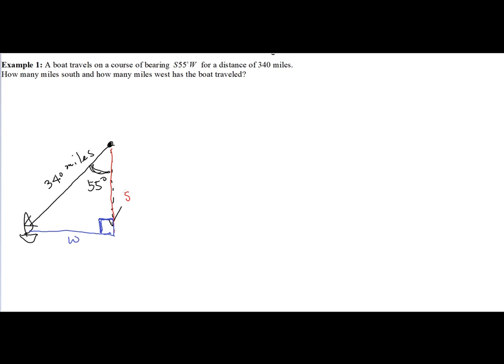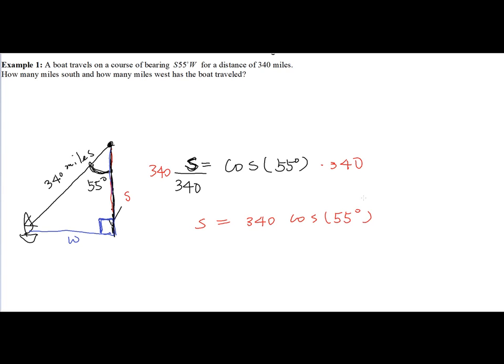Then the directly south distance that the boat traveled is S, which is adjacent to the angle 55. So the directly south distance over hypotenuse, 340 miles, is equal to cosine 55 degrees, since south is acting as the adjacent to the angle. Cosine is adjacent over hypotenuse. Now, if you multiply 340 miles on both sides, then the direct south distance will be 340 multiplied by cosine 55 degrees.